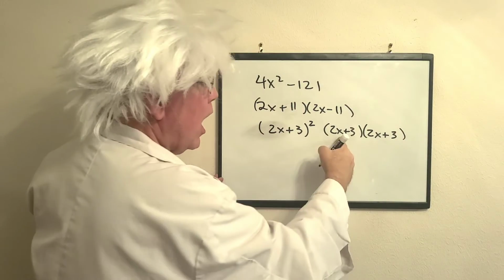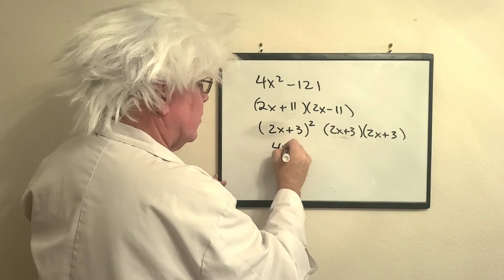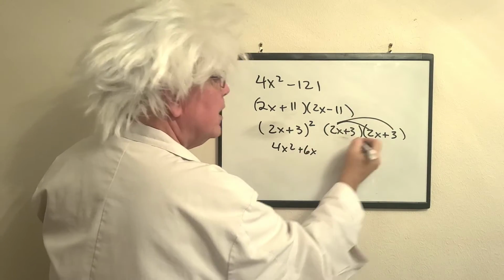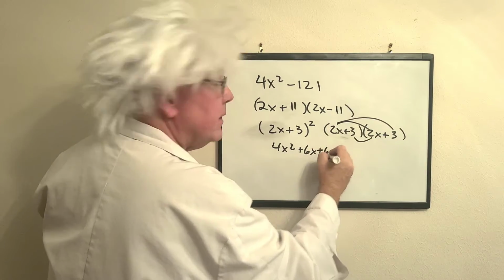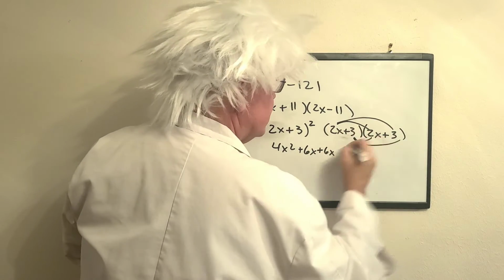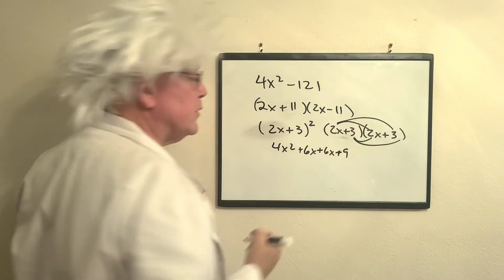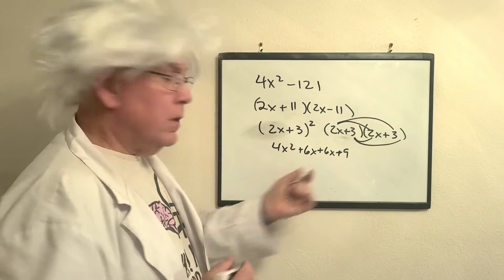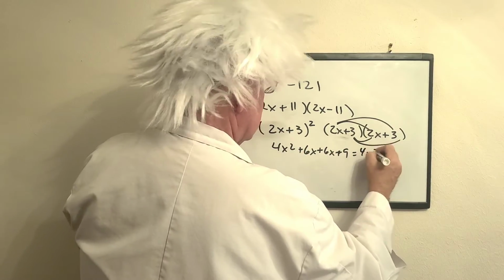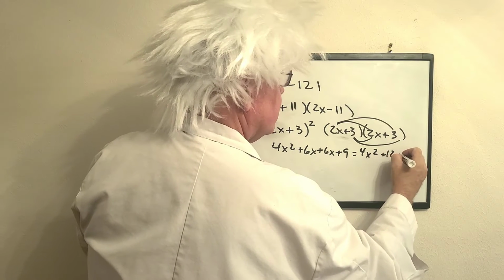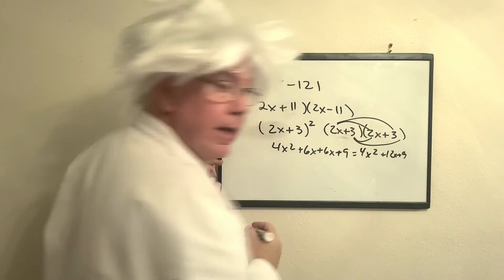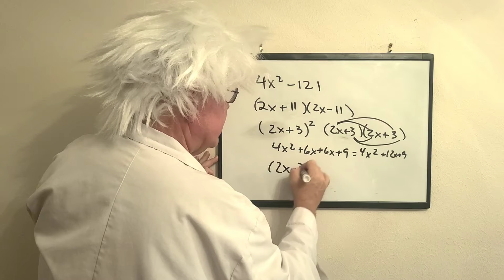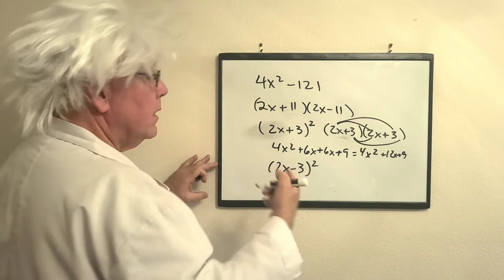is when all is said and done, I got my first term, so these two, that's 4x squared, right? I got my outer term, so 2x times 3 is 6x. Do it again, I get the same thing. Now this is important. Then the last becomes that. So here is the key for this one. To get the middle term, 2 times 3 is 6, double it, you get 12. So this is going to be 4x squared plus 12x plus 9.